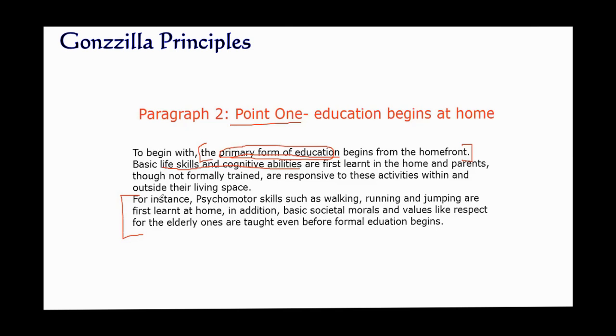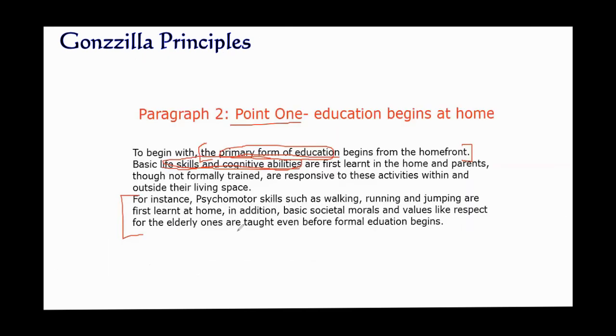So I said, for instance, psychomotor skills such as walking, running, and jumping are all first learned at home. In addition, basic societal morals and values, like respect for the elderly, are taught even before formal education begins. So in a way, all the sentences are integrated, because I have something that is being hinged on, or a phrase that is being hinged on, each time I make a new sentence.